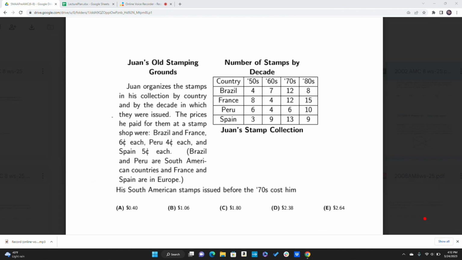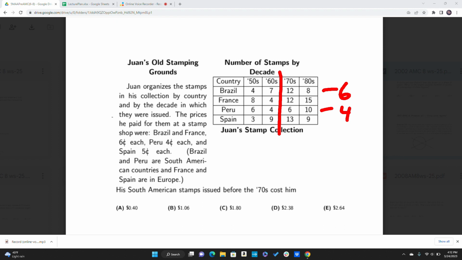We want to find out how much Juan's South American stamps that were issued before the 70s cost him. So before the 70s, that one's tricky, so that doesn't include the 70s. So we want only on the left side of that line. And then we want the South American stamps. That's Brazil and Peru. These two countries. So we can see from the question, the prices he paid at the stamp shop for Brazil and France were 6 cents each. So that's 6 cents for Brazil. And Peru was 4 cents.